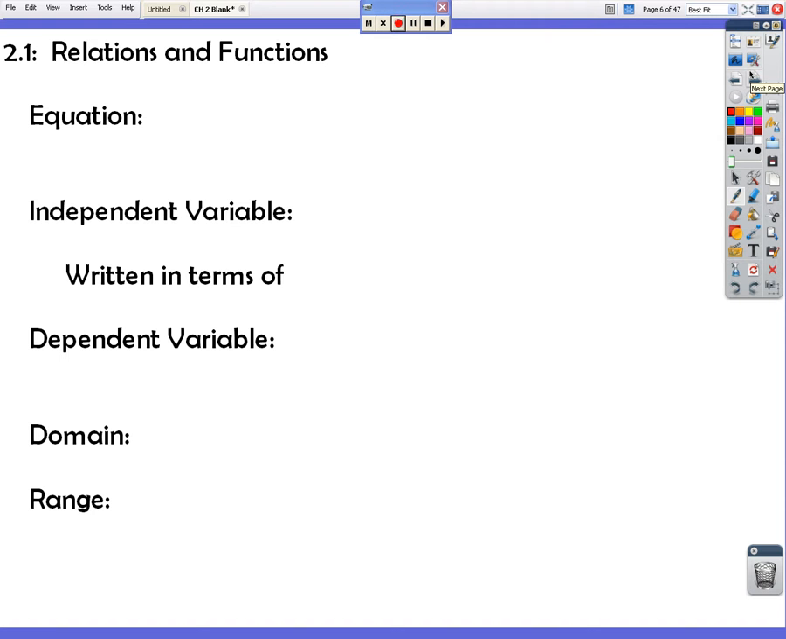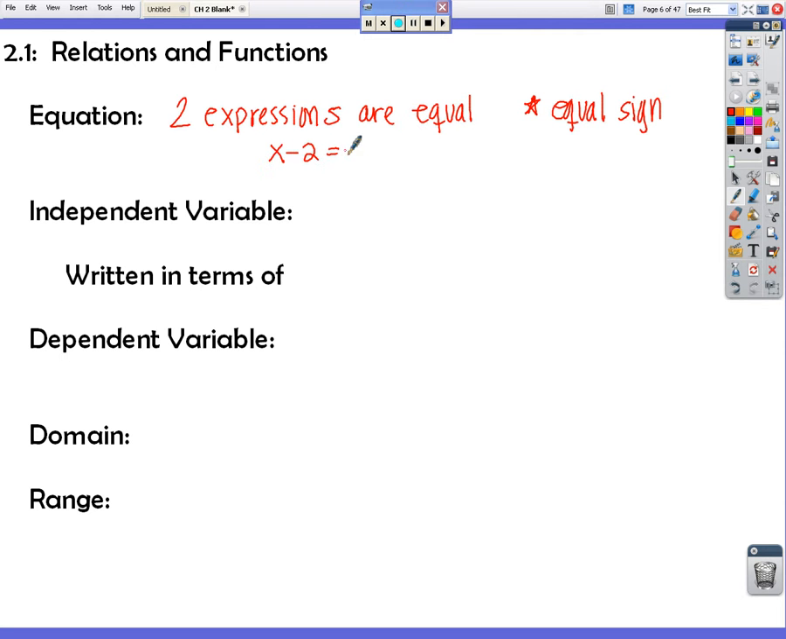So just to clarify some definitions, a basic definition for equation is where two expressions are equal. Pretty much meaning you must have an equal sign. If there's no equal sign, it's not an equation, it's an expression. So something like x minus 2 equals 5, that's considered an equation, whereas x minus 2 is an expression.